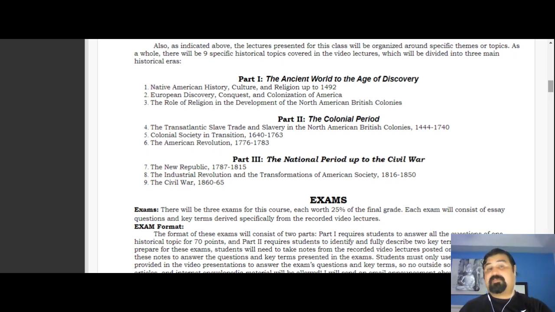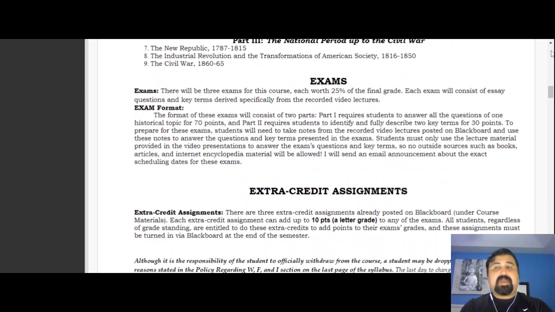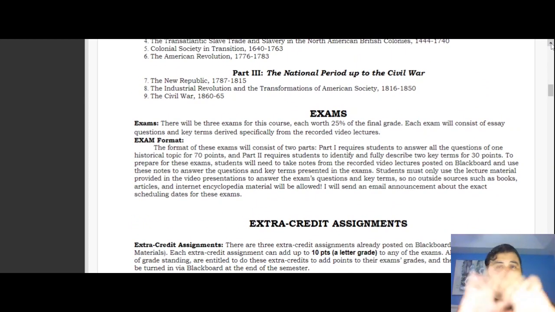We have another exam, the second exam, over those topics. Then in the final part 3, we'll cover the national period up to the Civil War. We're going to cover 3 topics, and then we're going to have the final exam. The final exam is only going to be based on the last 3 topics. It's not going to be comprehensive.